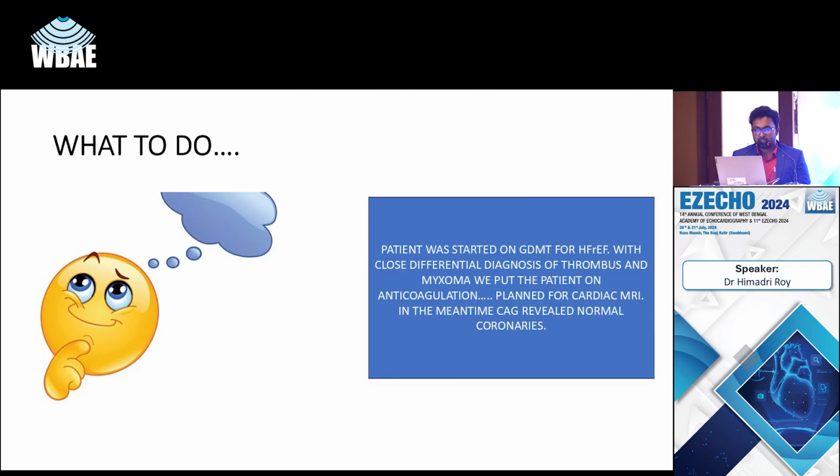So what to do next? The patient was started on guideline-directed medical therapy for heart failure with reduced ejection fraction, with a close differential diagnosis of thrombus and myxoma. We put the patient on anticoagulation and planned for cardiac MRI. In the meantime, coronary angiography revealed normal coronaries.